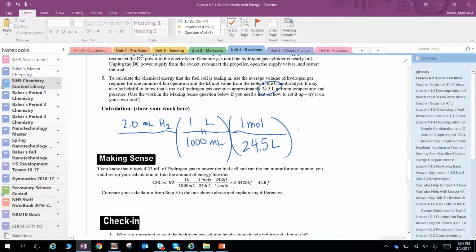So now we can actually calculate how many moles of hydrogen gas were used up. So I'm going to get my calculator out, multiply everything on the top divided by everything on the bottom. So ultimately it's going to be 2 divided by 24,500. So according to my calculation, 0.0000082 moles of hydrogen gas are used to power the propeller for 1 minute.